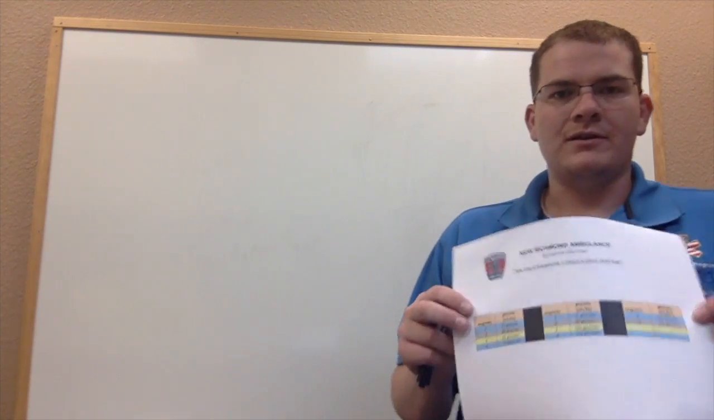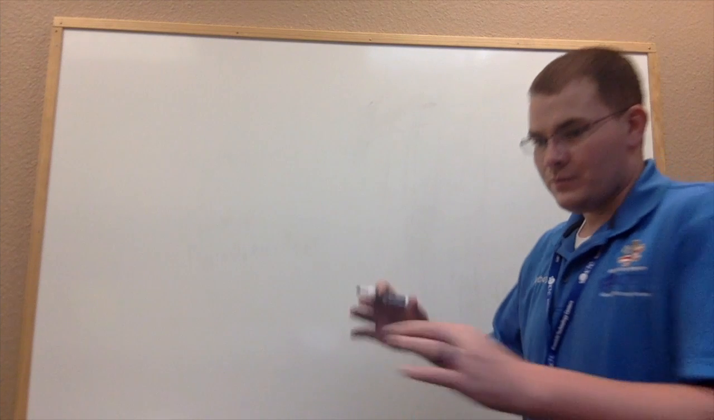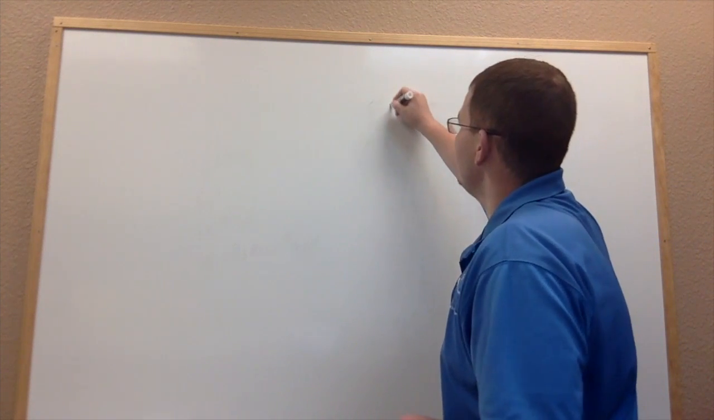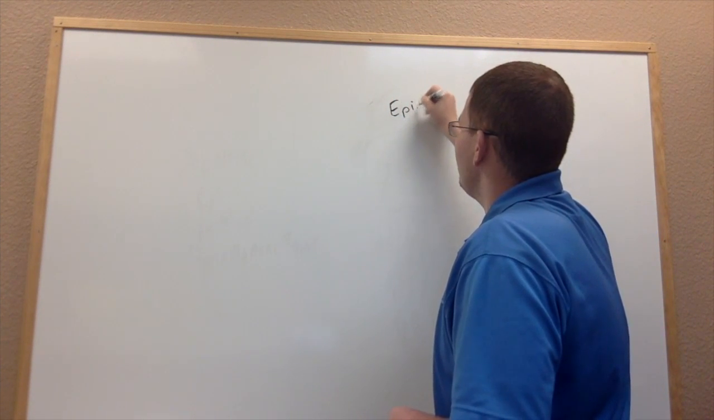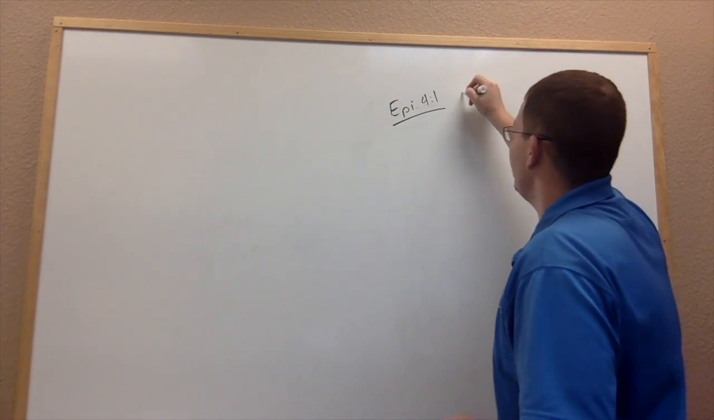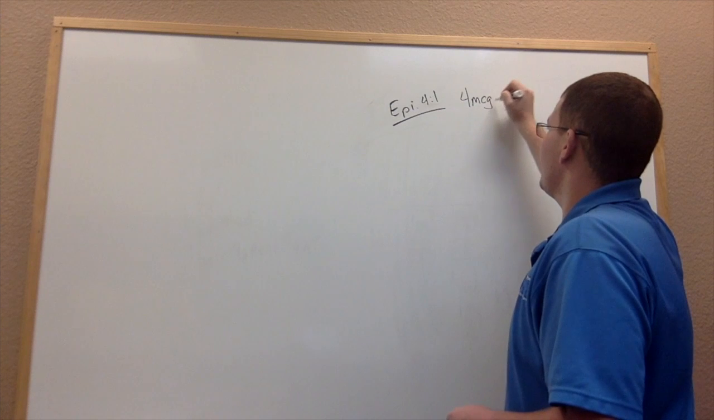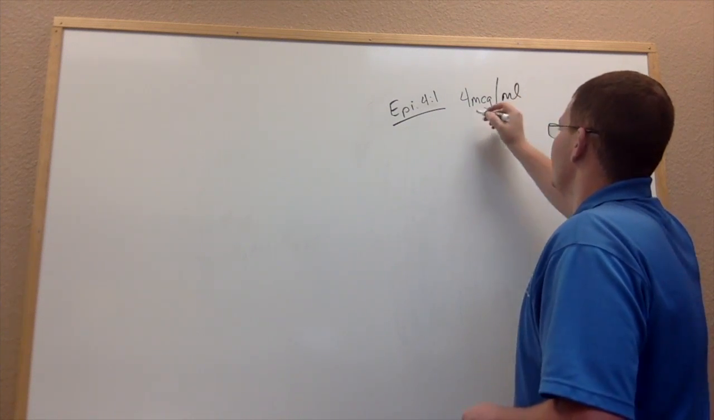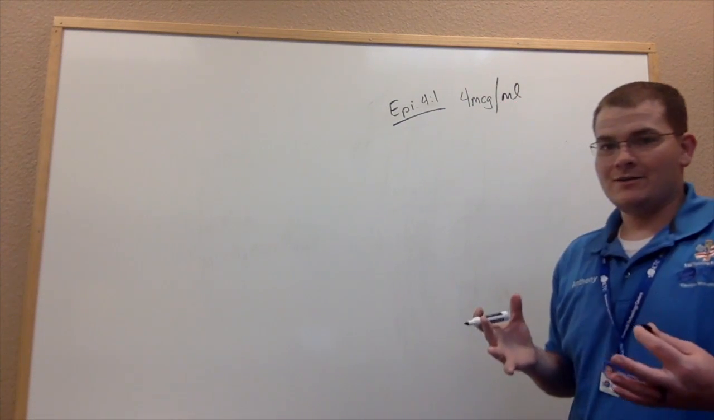No problem with a chart, except that sometimes this isn't very fast and you don't do this a lot. So if we can make it very simple, that's what we're going to do. Just to show you the chart way to do it, the chart wants you to mix your epi 4 to 1. What they really mean whenever they say 4 to 1 is 4 micrograms per milliliter. And that's how they're wanting you to mix it up.